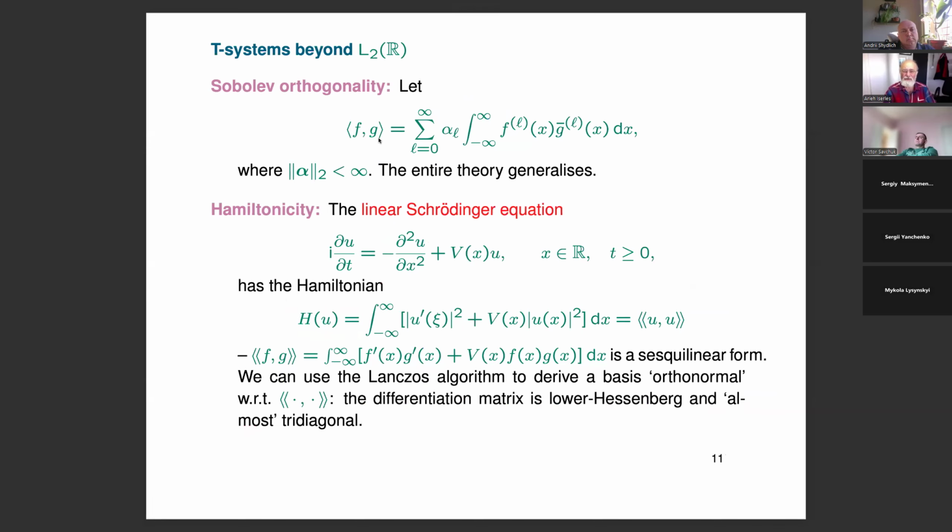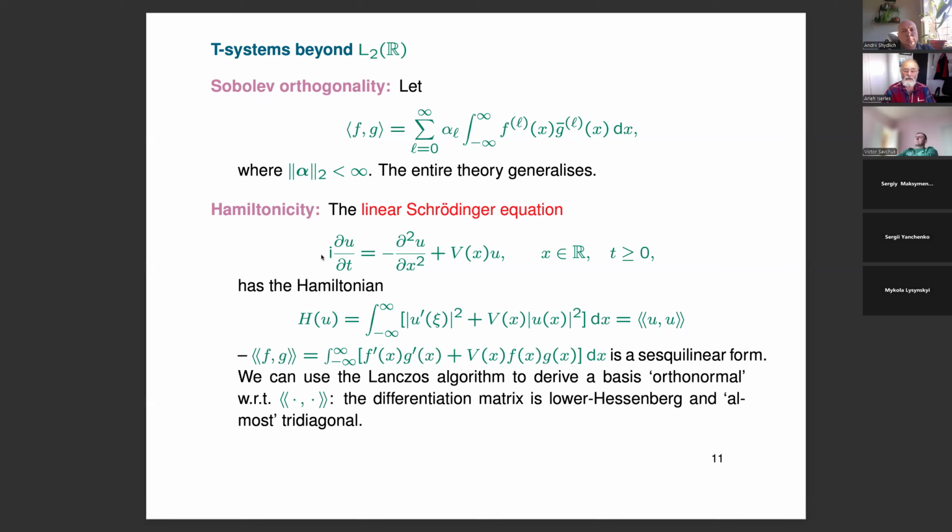So suppose that we have an inner product of this form here, some linear combination, we have coefficients alpha L, even an infinite number, as long as they are non-negative and the L2 norm is bounded, and here we have derivatives of f and g conjugate. And the entire theory generalizes. This is a sesquilinear product, and everything generalizes.